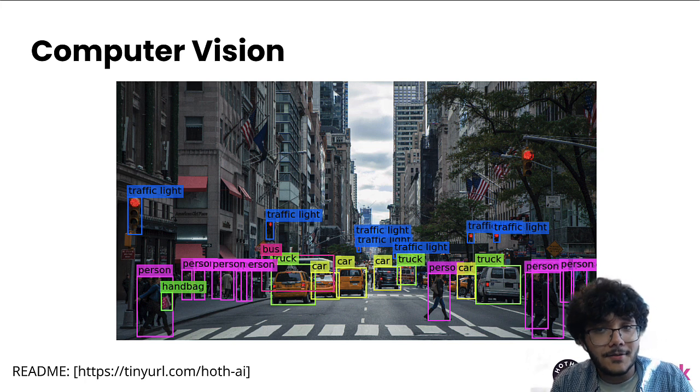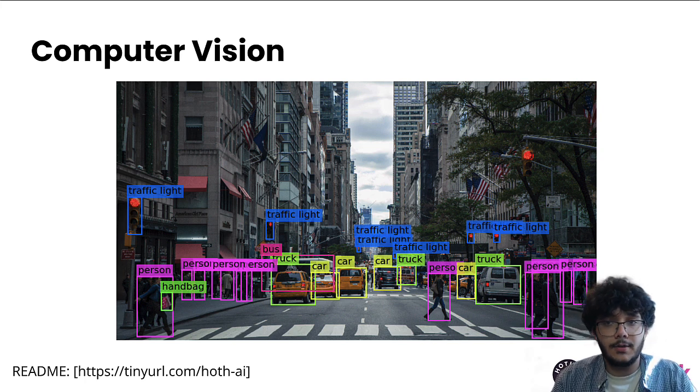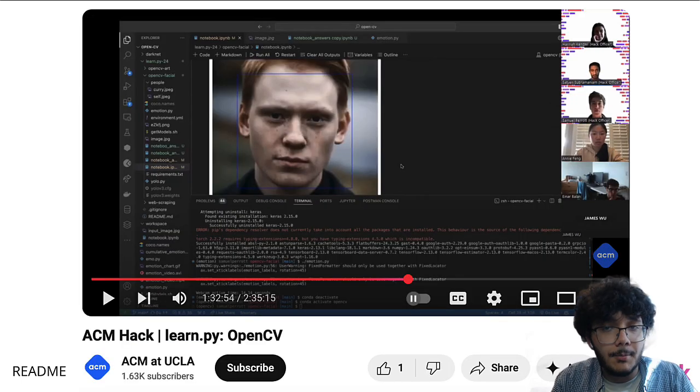And if that sounds interesting to you, before I move on, I'd recommend looking into computer vision, which is just a subset of AI where computers can recognize and understand objects in images or videos. That's pretty cool, right? Well, if you want to implement computer vision into your project, I'd highly recommend finding this video on YouTube where some other ACM Hack officers go over using OpenCV for computer vision.